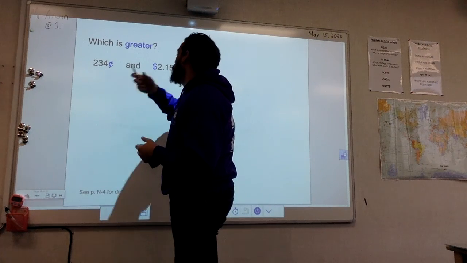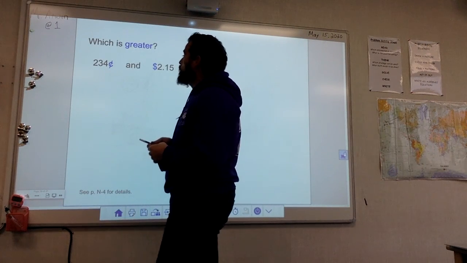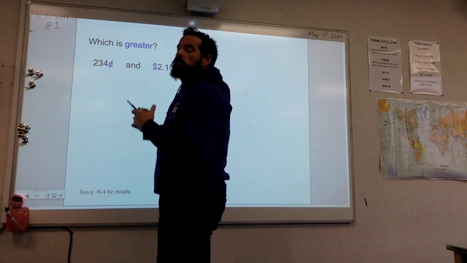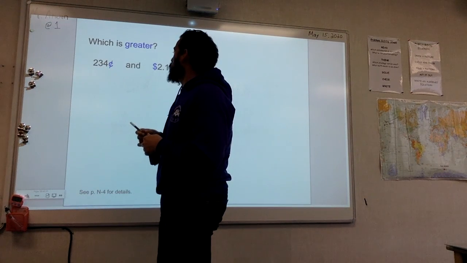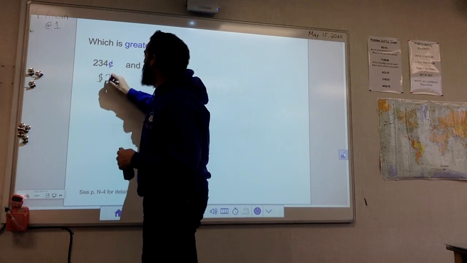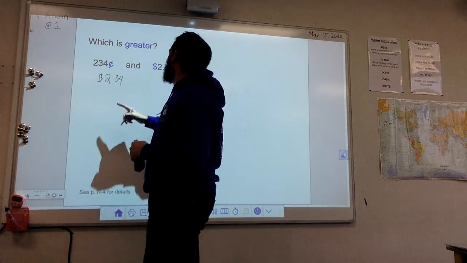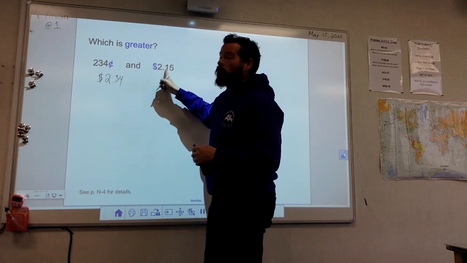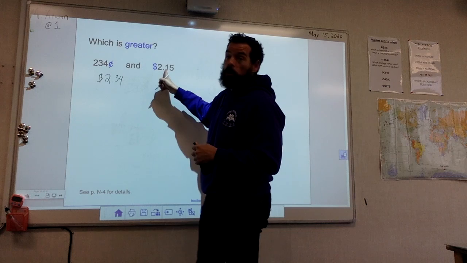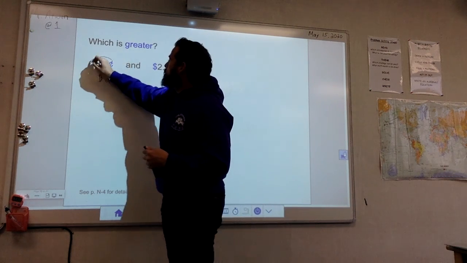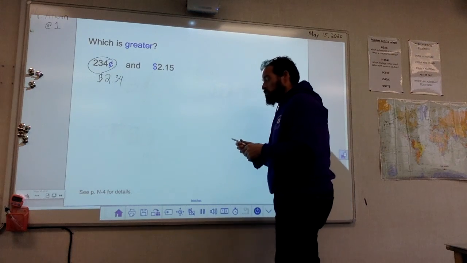So I'll go ahead and first change the 234 cents to dollar notation. When I'm changing from cent notation to dollar notation, I just need to make sure that I have 2 digits to the right of the decimal. I've got my dollar sign, $2.34. And again, if I line these up, 2 and 2 are the same, but I look at where my dimes are, my tenths place, I see that 3 is bigger than 1. That tells me that 234 cents is going to be bigger.